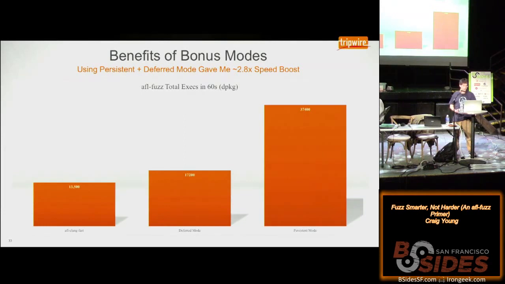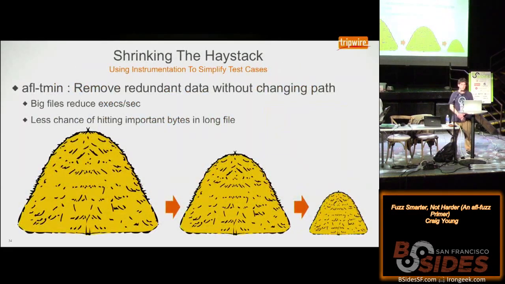We ended up going from 13,500 executions per second to 17,200, I'm sorry, not executions per second, executions in a minute, to 17,500. And then finally, that very tall one on the right, that's when you're doing both persistent mode and deferred mode. And in that case, we got 37,400 executions of dpkg in just a minute, which is roughly 2.8 times improvement. So you can see that those are very effective techniques for improving the speed of your fuzzing efforts.